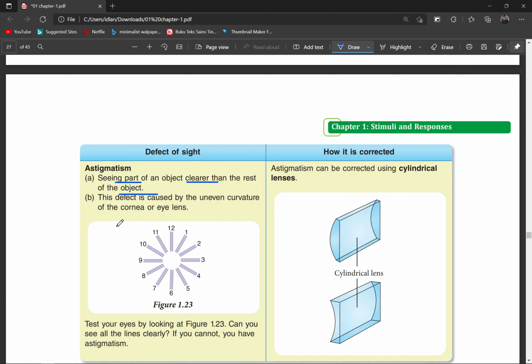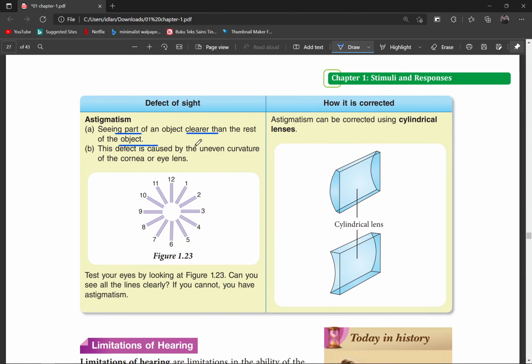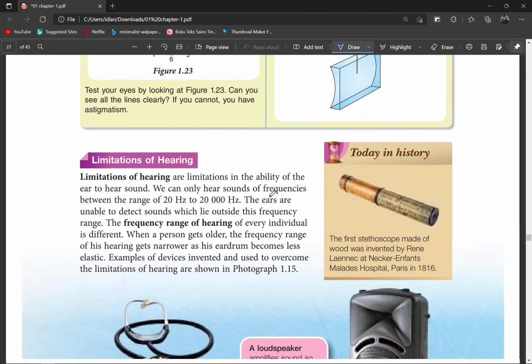Because uneven curvature of cornea or eye lens. Cylindrical lenses. Again, just like this. Okay.